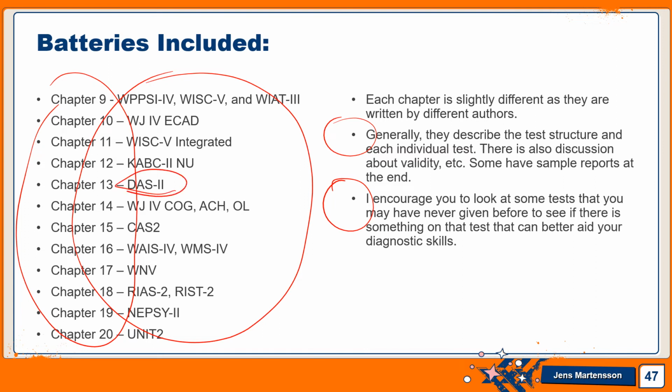I'm surprised how many people have never given the DAS, but it is great. The WISC-5 Integrated is pretty good. It's not a test that's going to give you an IQ. It's a supplement to the WISC-5, the regular one. You may have given the ECAT. So there's some things on here that look pretty good, but I'm going to skip over that.